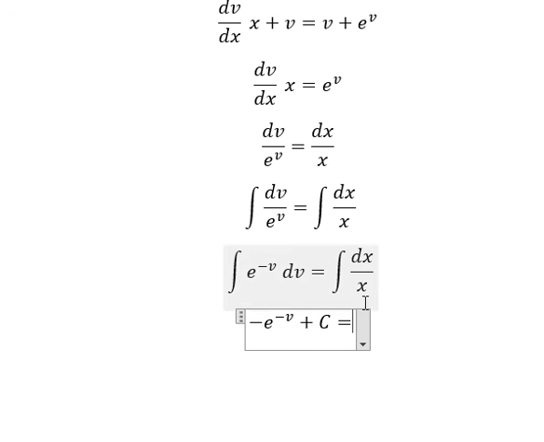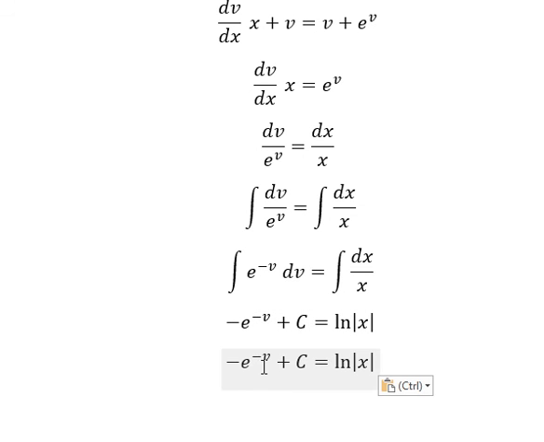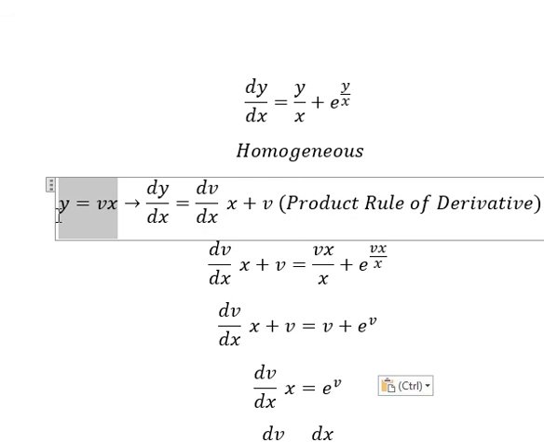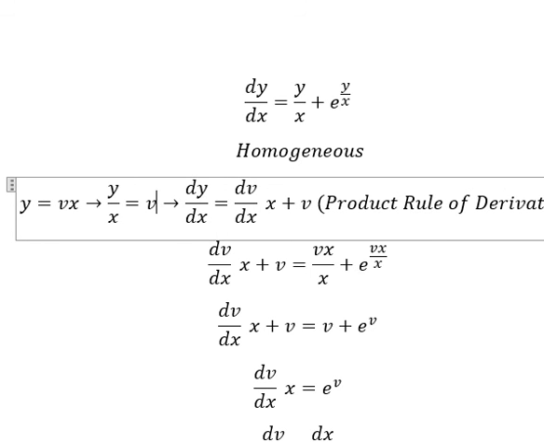The integration of this one, we have ln of the absolute value of s. About v, that is this one. So we need to divide both sides by s, and then we need to change v into y over s.